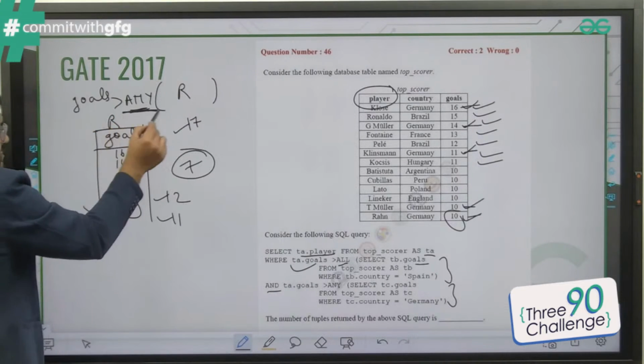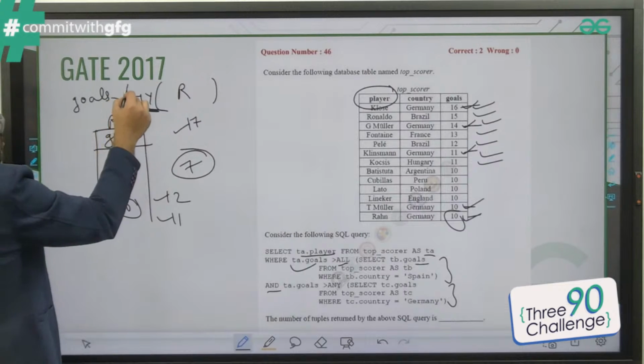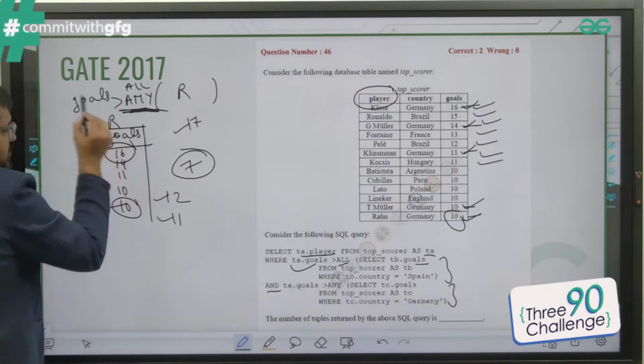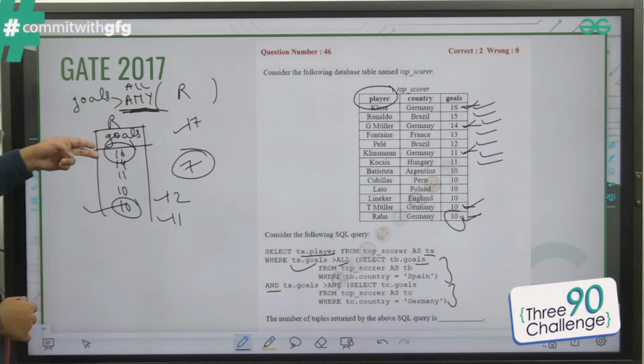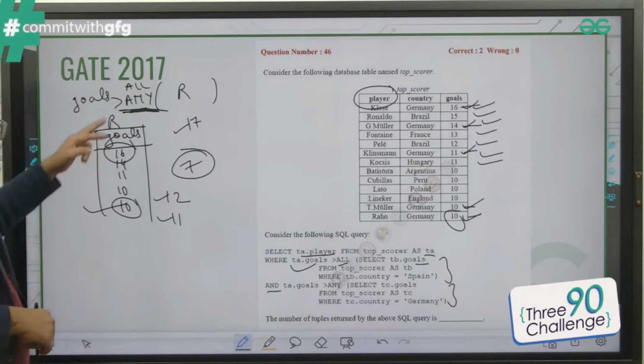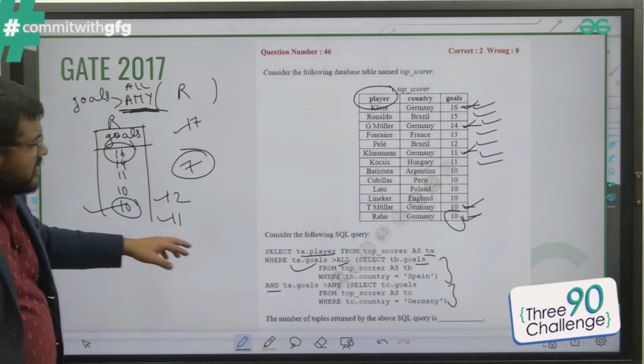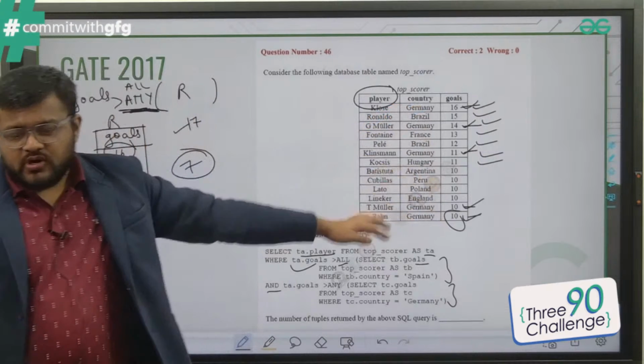Why? Because here it is said any. If this was all, then we would have checked it with 16, because if the number of goals is greater than 16, then it would be greater than all. But here, since it is any, we are checking greater than 10, and there are 7 tuples, so your answer would be 7.